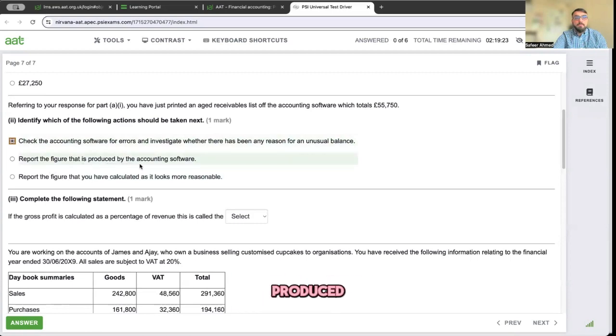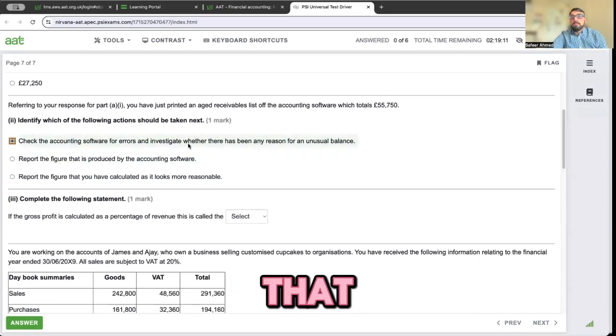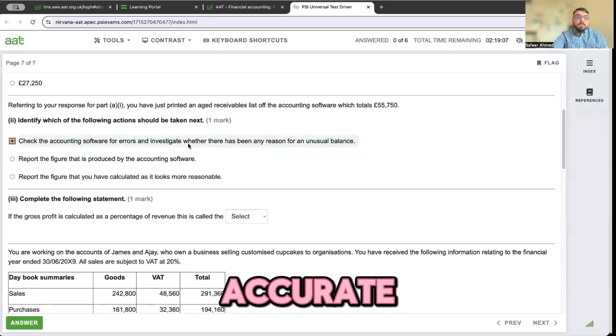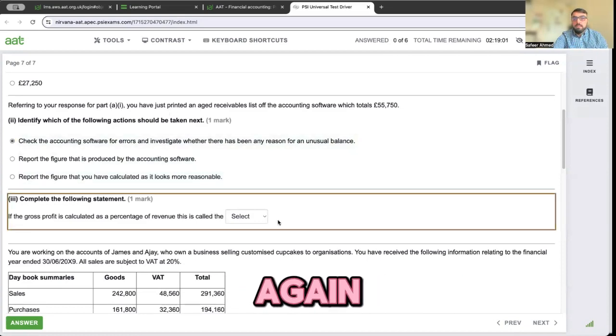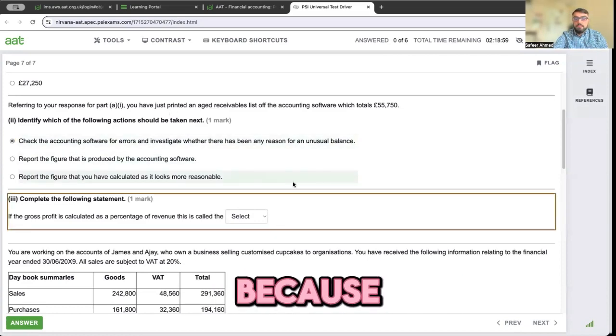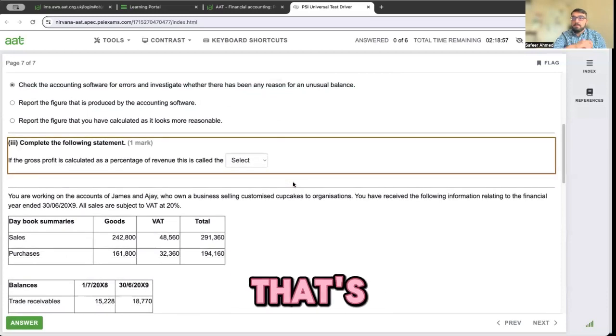Report the figure that is produced by the accounting software? No, we need to check everything. And then, of course, we investigate if there are any unusual balances, just to make sure that everything is accurate. Report the figure that you have calculated as it looks more reasonable? Again, that's not true, because it's only the most likely figure.